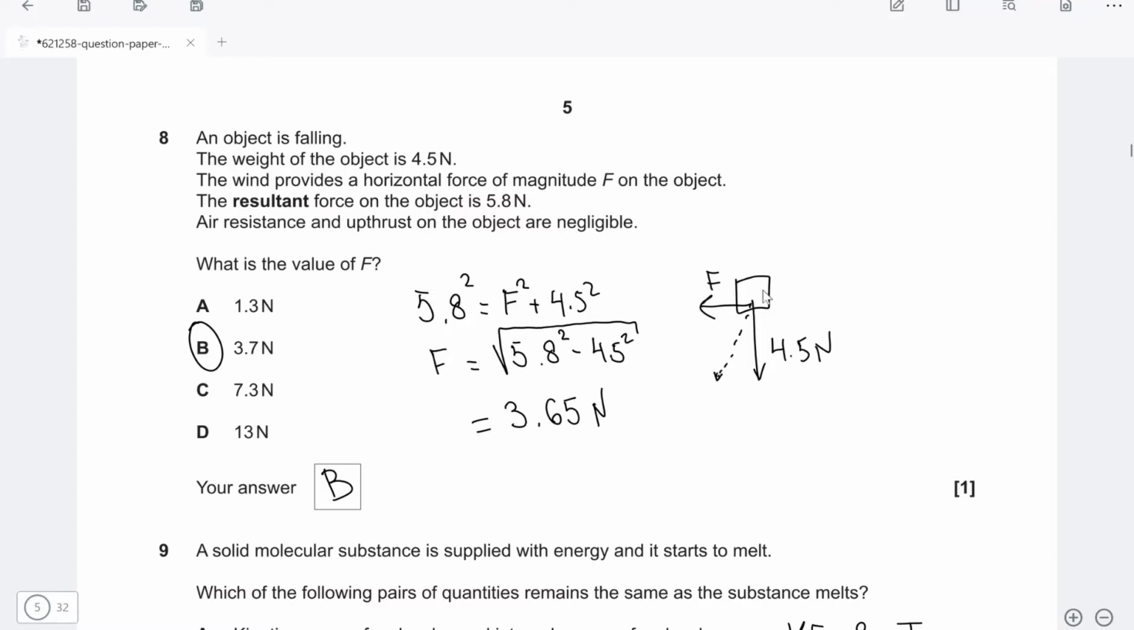Well, if that's the case, we can just use simply Pythagoras, because if we add those two forces, we're going to get 5.8 squared is going to equal F squared, which, we can even put F along here just to complete the triangle, plus 4.5 squared. Rearranging for F, we'll get that F is equal to the square root of 5.8 squared minus 4.5, let's make this a little bit more clear, squared. Plugging into a calculator, we're going to get 3.65 newtons, which leads us to a correct answer of B.